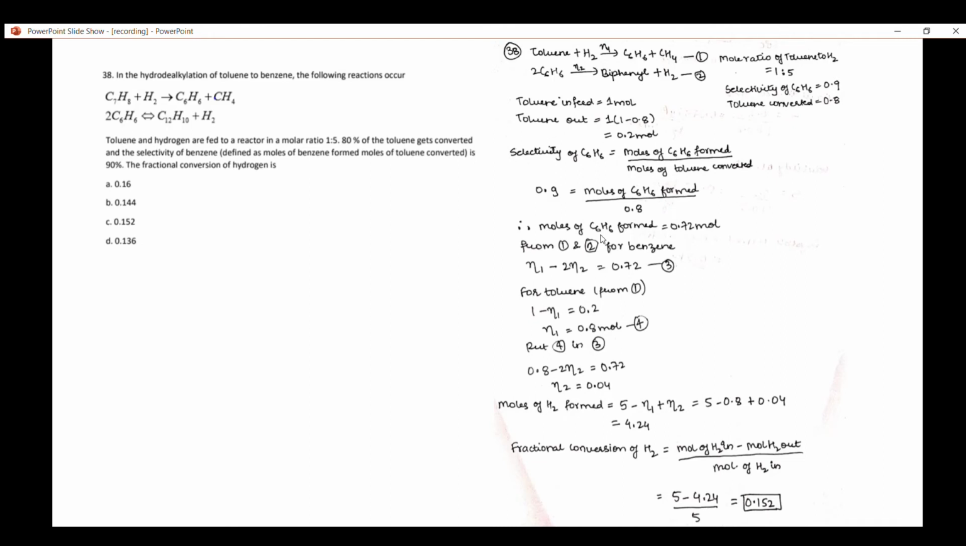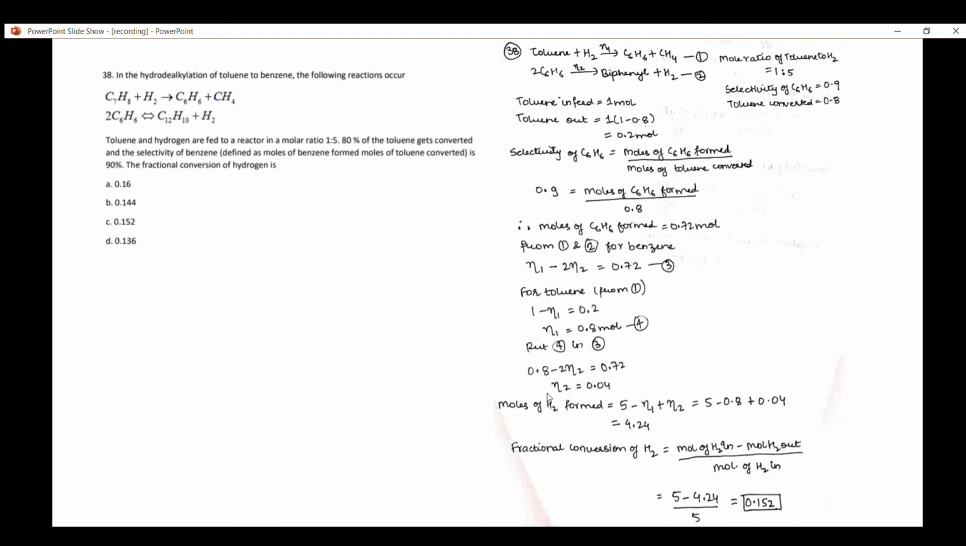So fractional conversion for benzene from reaction scheme 1 and 2 can be written as this. And similarly for toluene, it can be written as 1 minus fractional conversion for 1 is equals to 0.2. This is for toluene. So from here we'll get it as 0.8 moles. And if we substitute 4 in equation 3, we'll get fractional conversion for 2 is 0.04 moles.